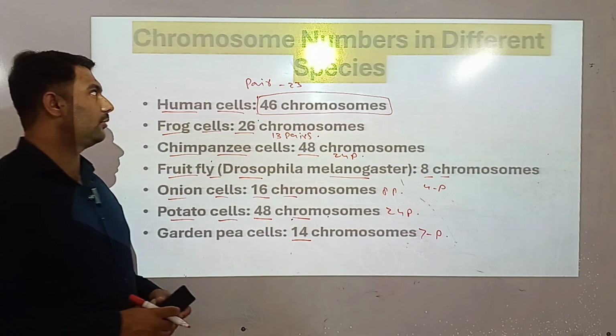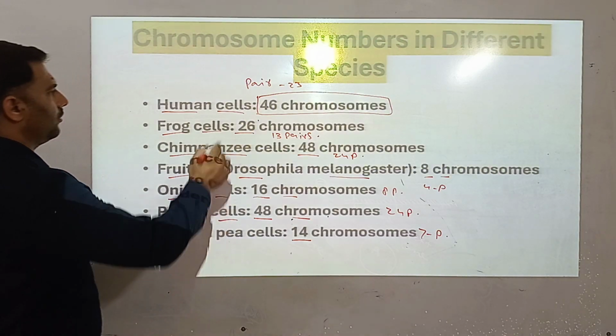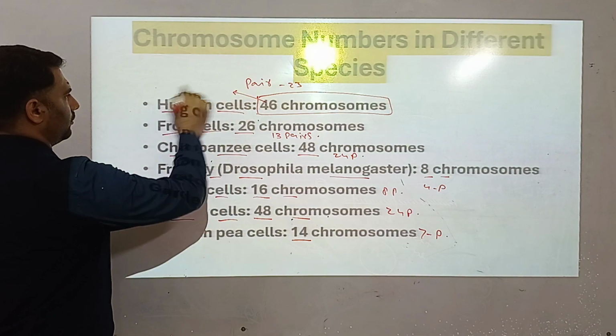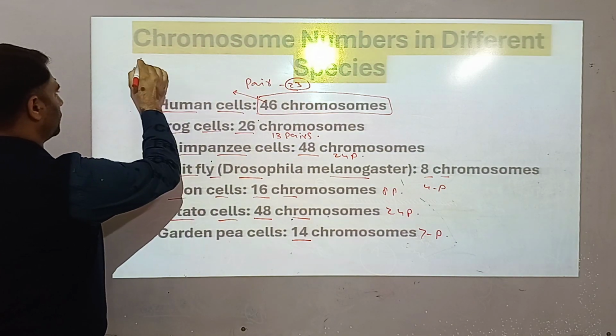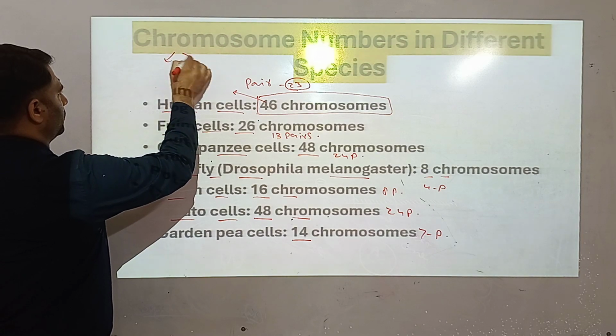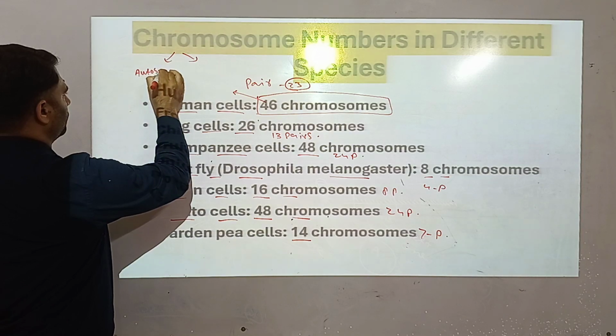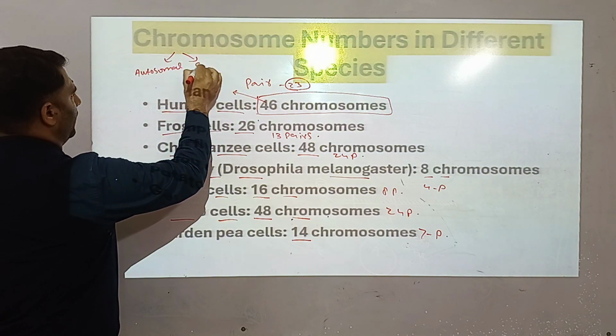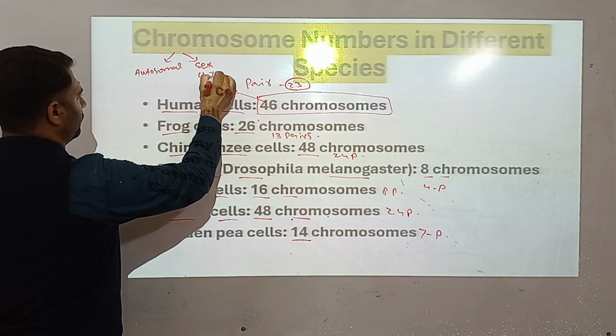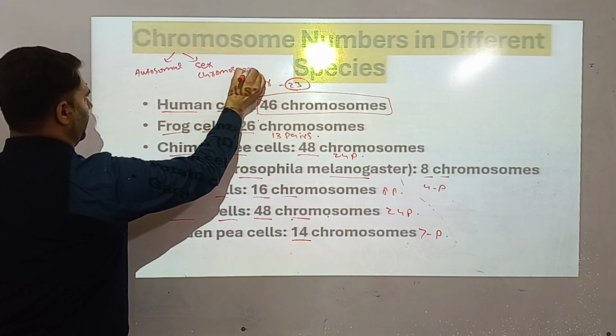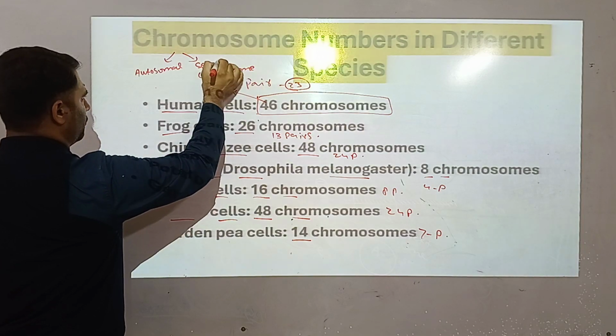Actually, we are discussing the chromosomes in humans. For example, this is 46 chromosomes with 23 pairs. There are types of chromosomes. There are two kinds of chromosomes: first is autosomal, and second is the sex chromosome, which is also known as allosome.